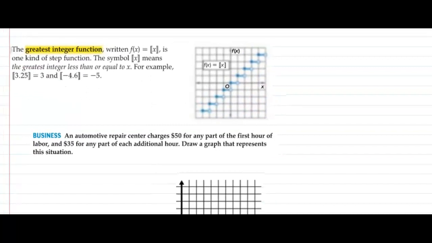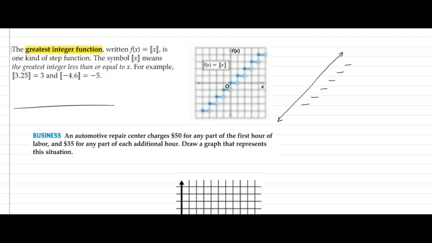Let's talk about the greatest integer function. This function looks like 2 brackets and the x and then 2 more brackets. It just means that instead of making a nice straight line, it's broken up into little steps. Sometimes we call this a step function instead of a greatest integer function. This symbol literally means the greatest integer less than or equal to x.